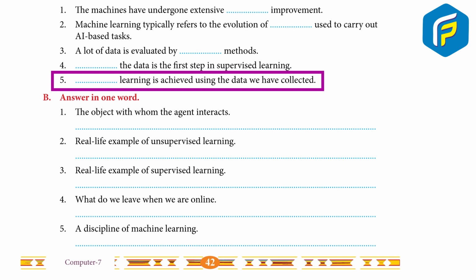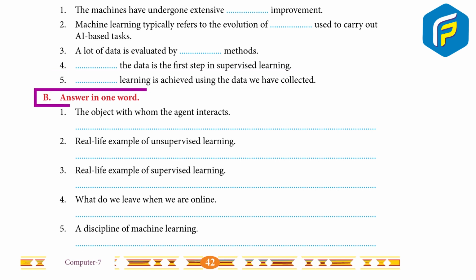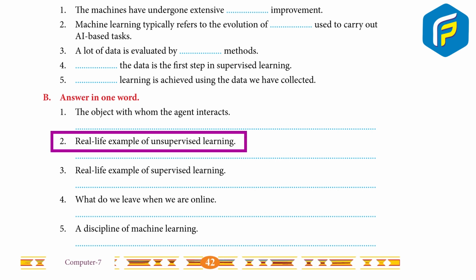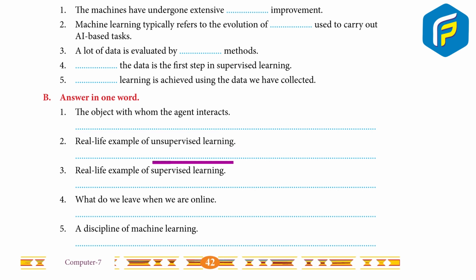5. Dash learning is achieved using the data we have collected. Answer: supervised. B. Answer in one word. 1. The object with whom the agent interacts. Answer: environment. 2. Real life example of unsupervised learning. Answer: adaptation of an animal. 3. Real life example of supervised learning. Answer: pictures labeled in the computer.